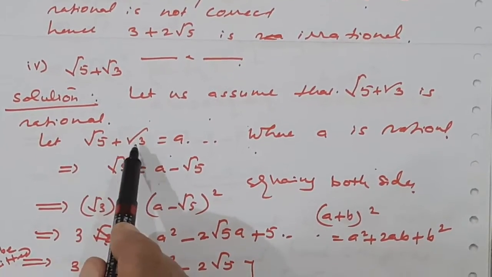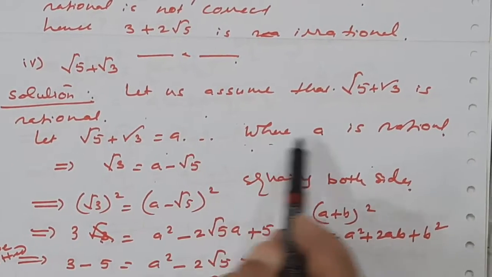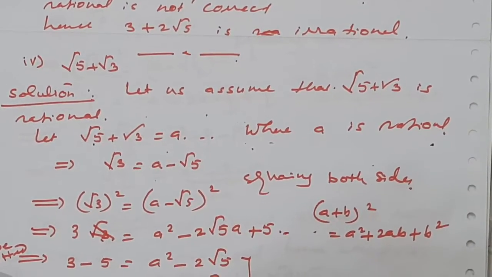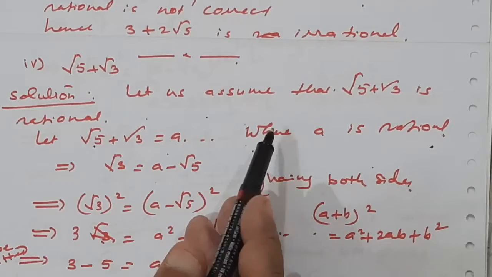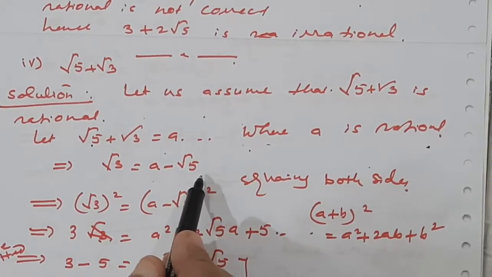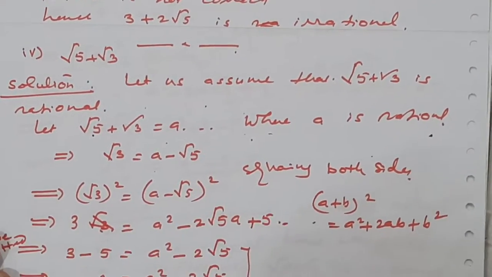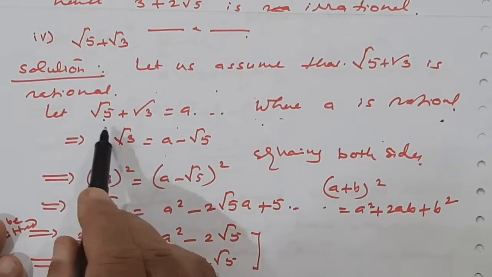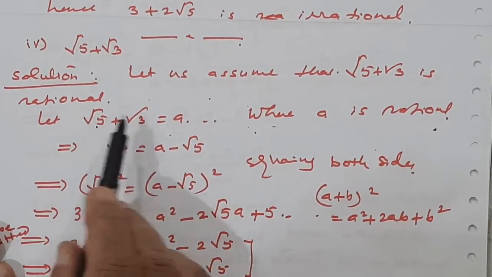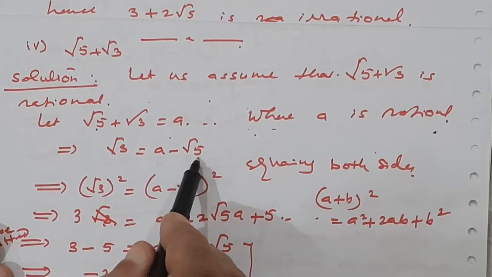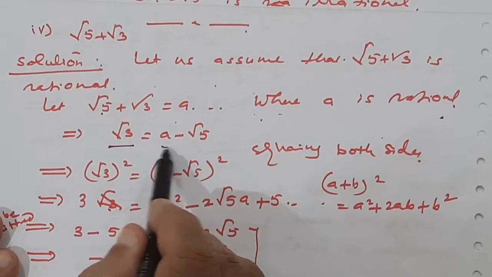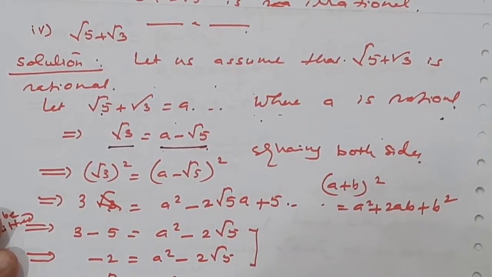Let root 5 plus root 3 is equal to a, where a is rational. Take any number to the right hand side. You can take root 3 to the right hand side, or root 5 to the right hand side. Any one number you take. I have taken root 5 to the right hand side, meaning subtracting root 5. So root 3 is equal to a minus root 5. So we get left hand side root 3 and right hand side a minus root 5.